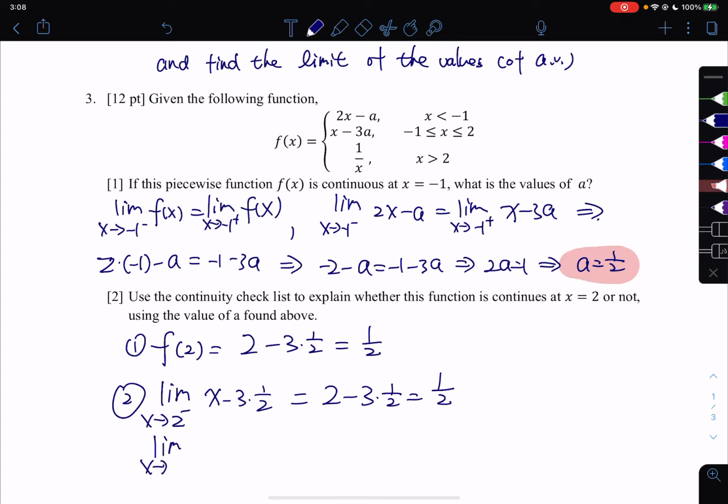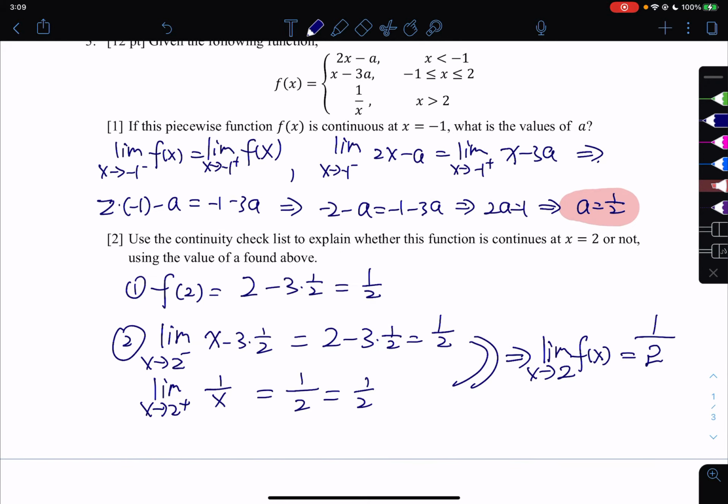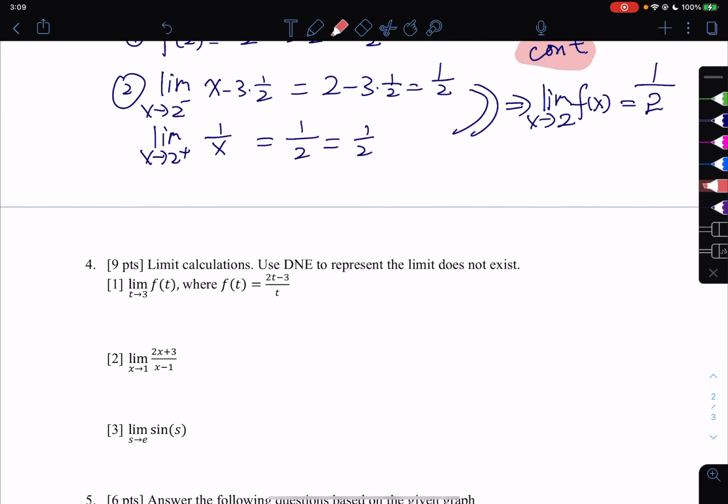And the other thing is 2 plus, so my function is 1 over x. In other words, it's 1 over 2, which is 1/2. Since they're equal to each other, I can get to the conclusion that the limit of f of x as x approaches 2 is 1/2. It's quite obvious that my function value and my function limit are identical to each other. So my function is continuous at the point of 2 as my final conclusion.